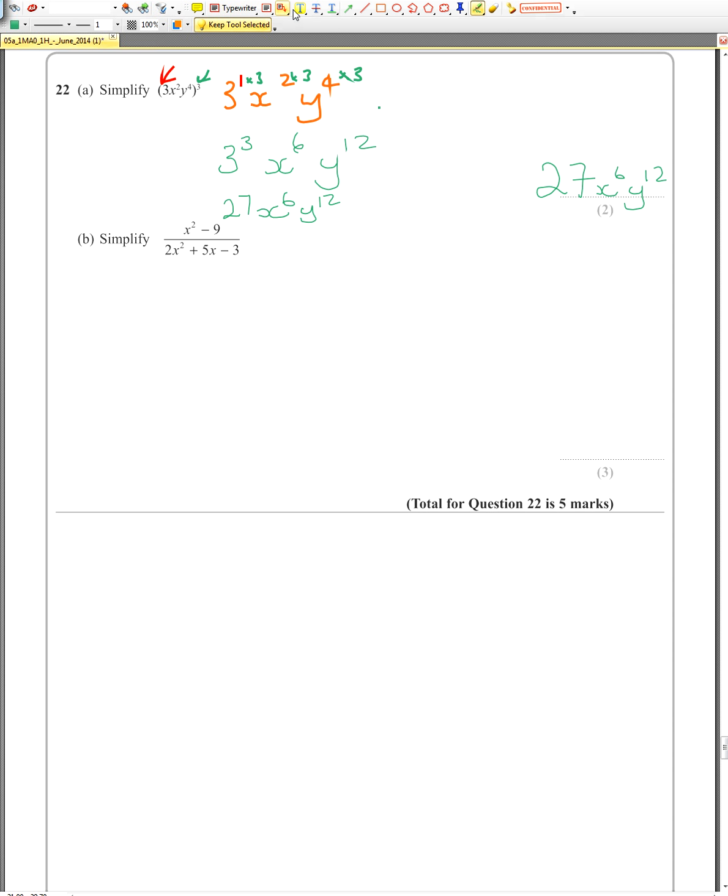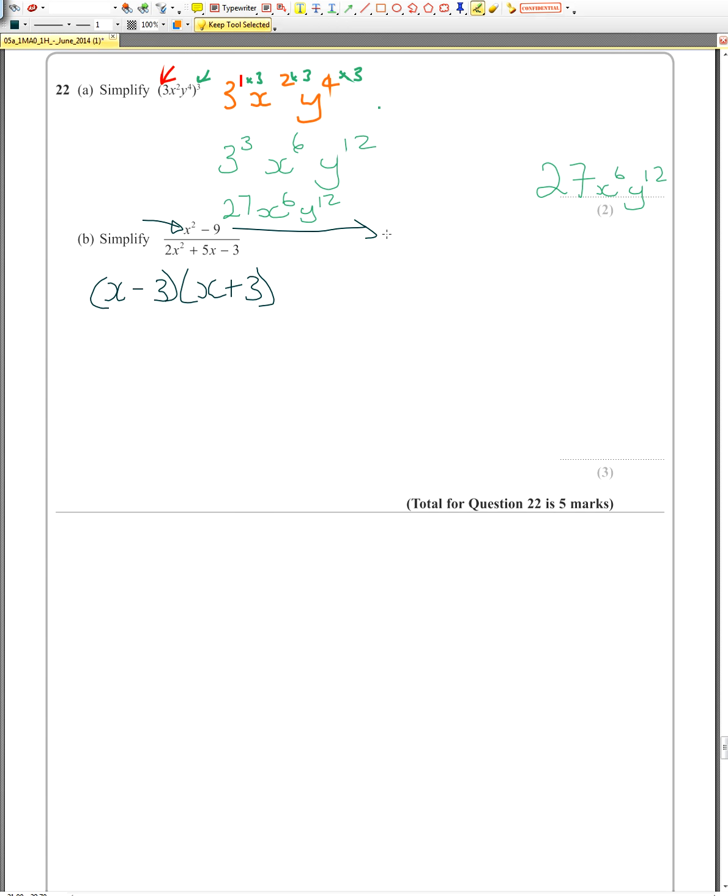Okay, let's start our second question. The second question is simplify x squared minus 9 over 2x squared plus 5x minus 3. Let's have a look at that. Now, what we need to identify first of all is that this top part here is called the difference of two squares, because you have x squared minus 9 and 9 is really 3 squared. So that can be factorized nicely. That can be factorized as x minus 3 multiplied by x plus 3.